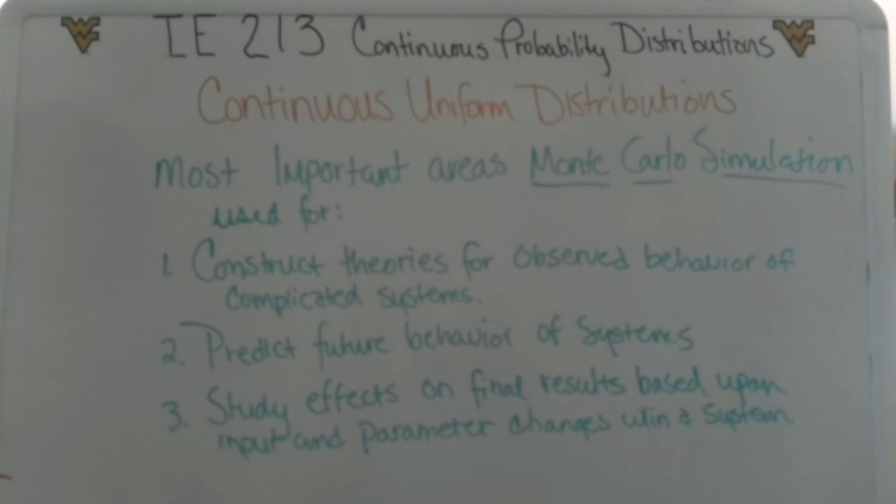Monte Carlo simulations are used to construct theories for observed behavior of complicated systems, to predict future behavior of systems, and to study the effects on final results based upon input and parameter changes within a system. Monte Carlo simulations usually employ random numbers which are uniformly distributed over the interval 0 to 1. These uniformly distributed random numbers are used for the generation of stochastic variables from various probability distributions. These stochastic variables can then be used to approximate the behavior of important system variables.